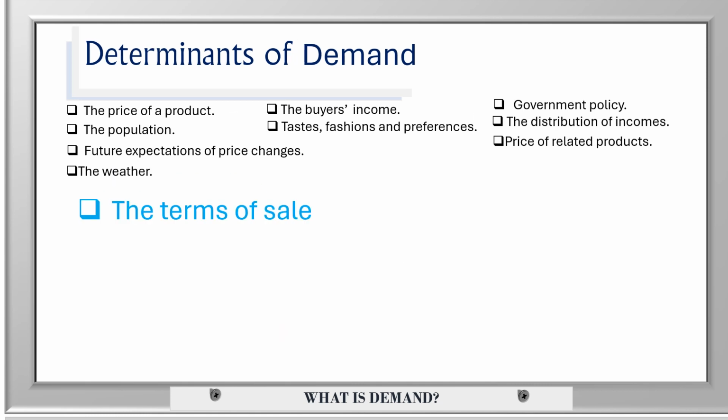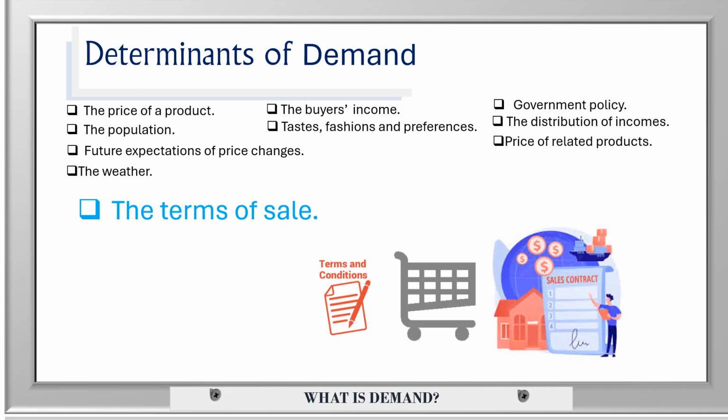Then, our last determinant that we look at today is the terms of sale. The better the terms of purchase, for example, provision of credit or better discounts, consumer-friendly delivery options, warranties, after-sales services, etc., the more likely it is to lead to a higher demand for that product.